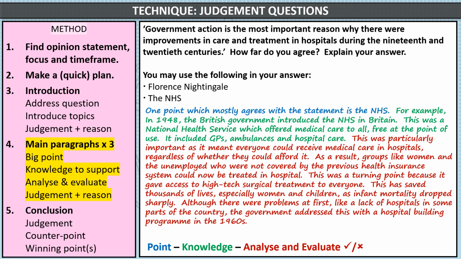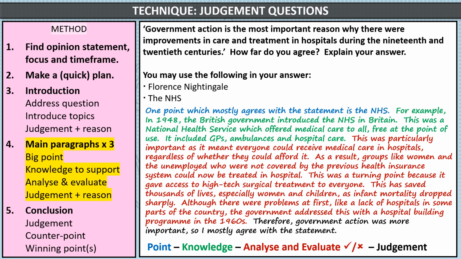In the next part of my analysis and evaluation, I'm going to explain a limitation of government action. Beginning this bit with the phrase "although" helps to create a sense of debate in the paragraph. The limitation I've given is that there weren't enough NHS hospitals in some parts of the country. But I don't think this is a very important limitation because the government solved it fairly quickly by building more hospitals in the 1960s. And I finish the paragraph with a judgment in this area.